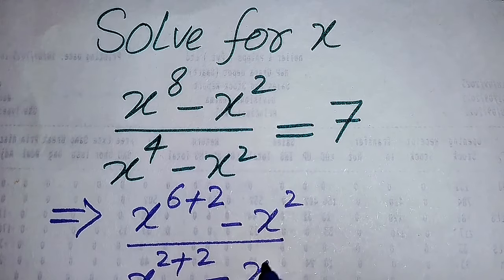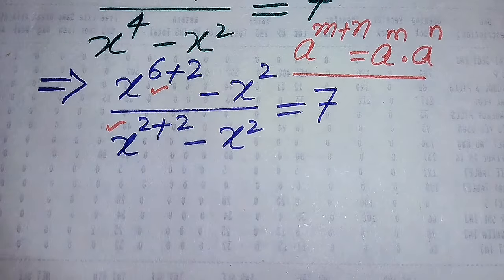Now in the next step we need to use the nice exponential law. You know about this law: if we have a to the power of m plus n, it is equal to a to the power of m multiplied by a to the power of n. According to this rule of exponent, we apply this rule on both of these two terms.